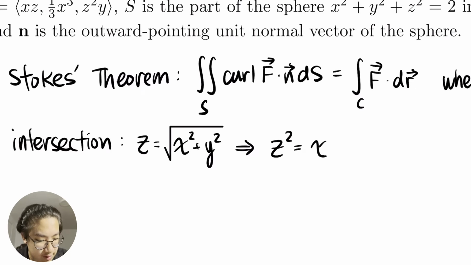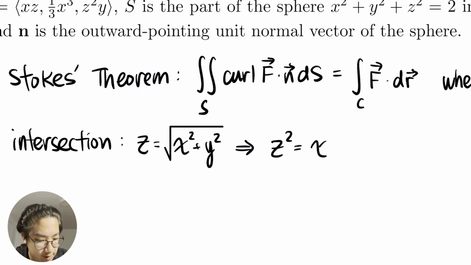It's just the standard one, from a to b of our function, so f evaluated at r of t dotted with r prime of t dt. Again, r of t is just the parameterization of the curve, r prime is the derivative, and a to b are the limits of integration, which come from the boundary points of the parameterization. So let's parameterize our curve C.